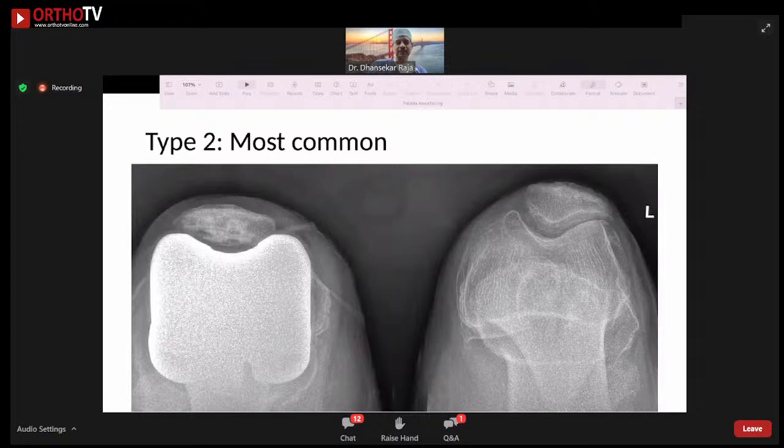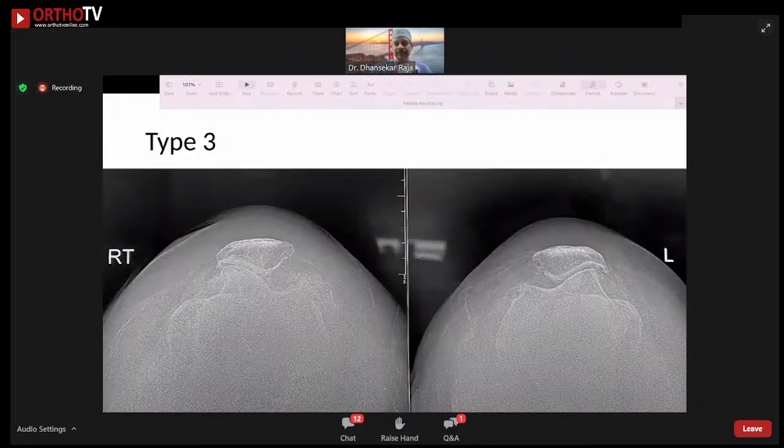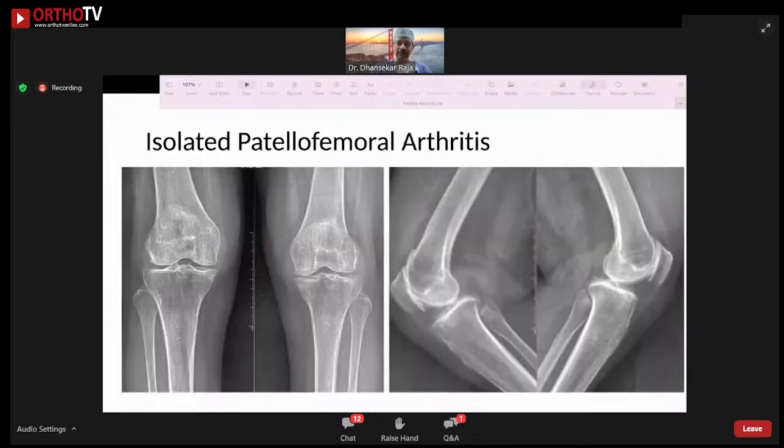You can see the left side image, I have resurfaced in this patient, but I had to do a lateral retinacular release and the tracking is central. So this type 3, definitely most of the time you need to have a resurfacing, a release done.